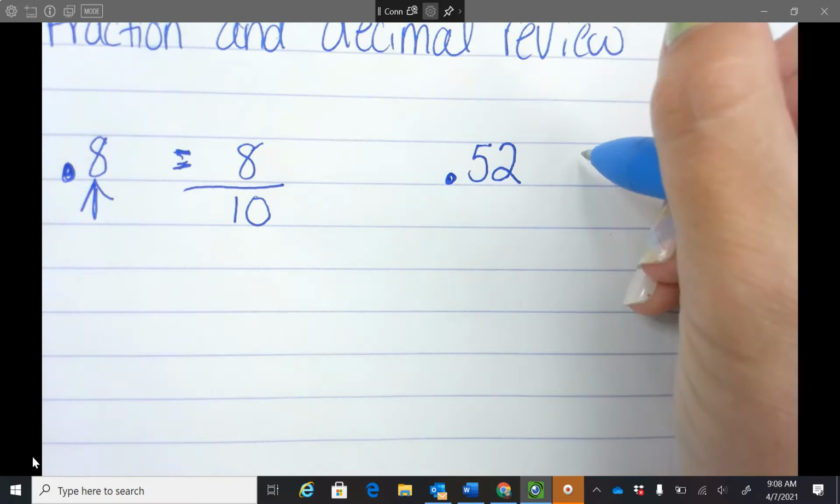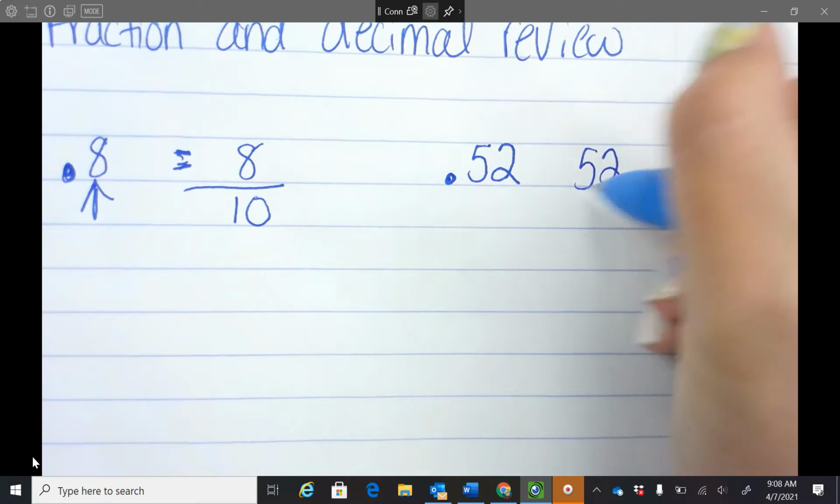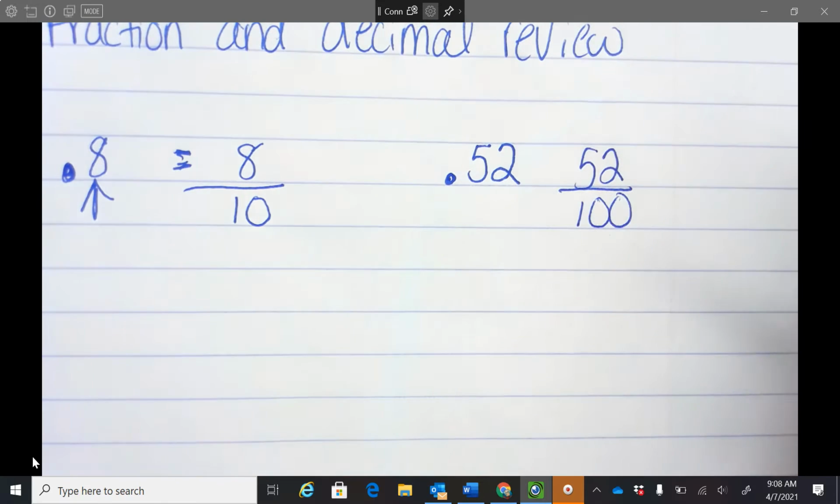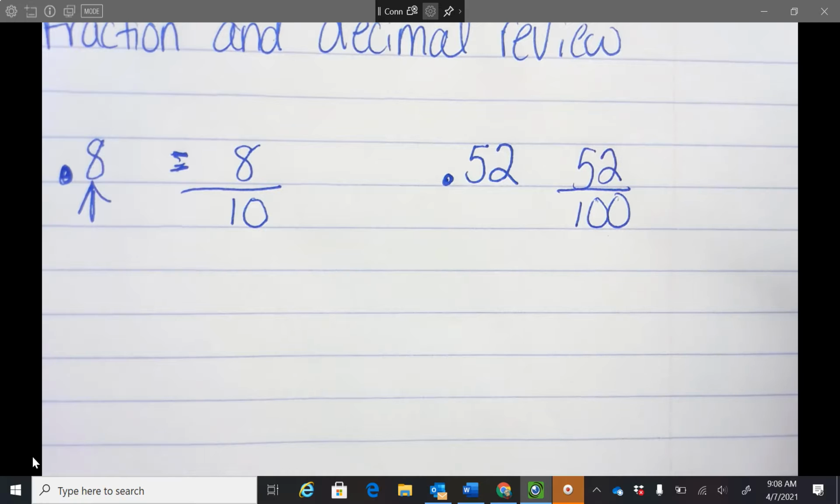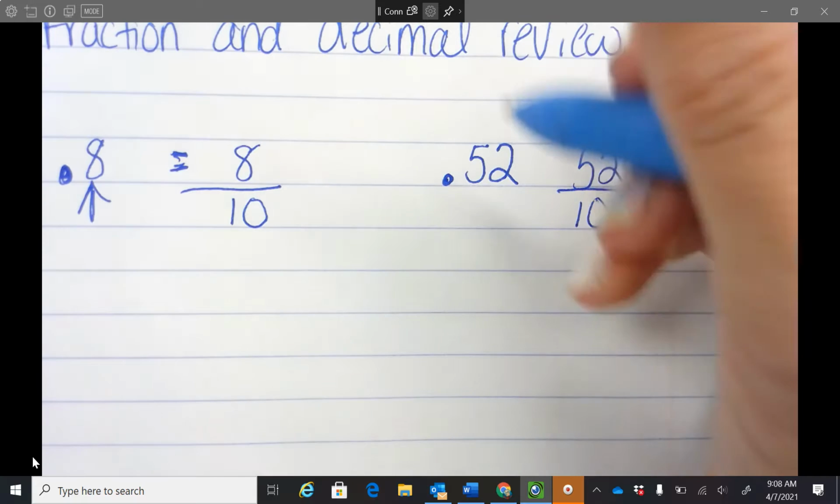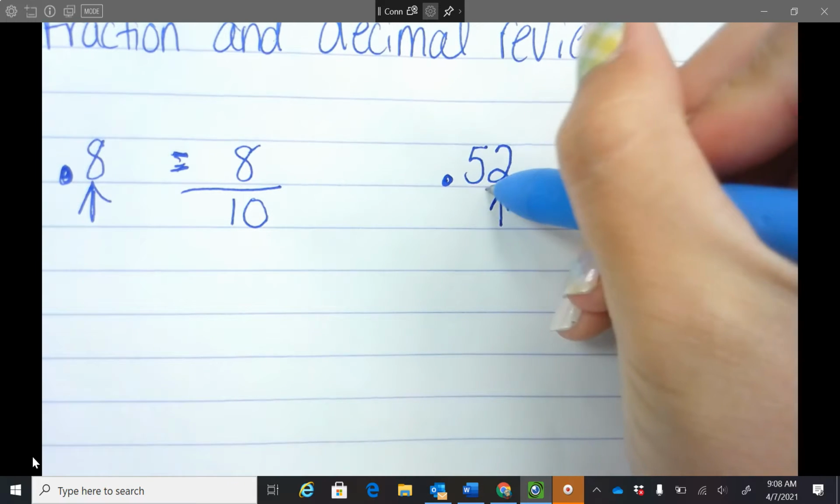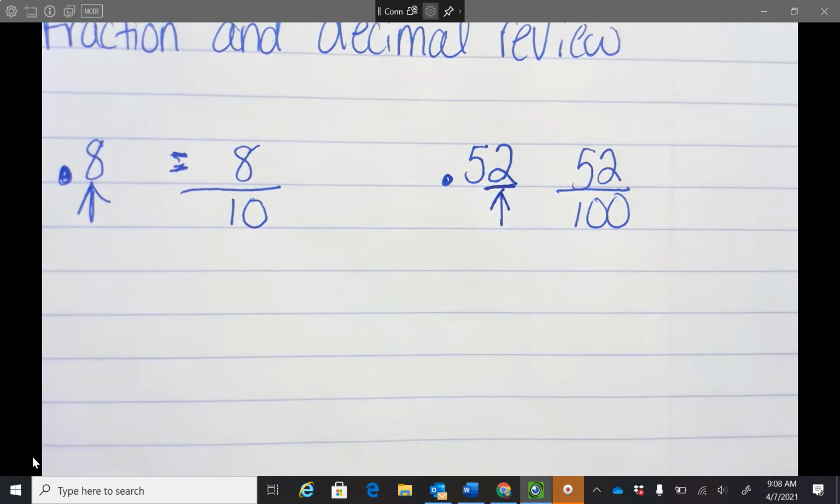Awesome. So if you wrote 52 hundredths, you are correct. What digit do you look at to determine what our denominator is? Sophie? I look at the 2. The 2. And the 2 is in what place value, Sophie? The hundredths. The hundredths. Perfect.